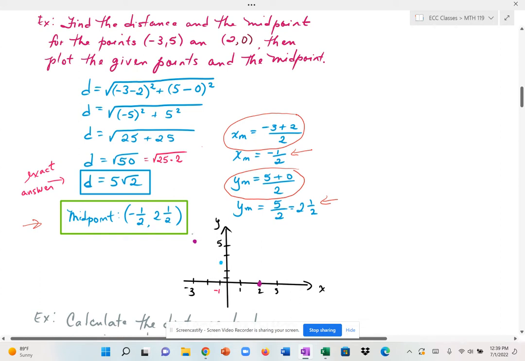So these are the two original points given in the problem. This is negative 3, 5, and this is 2, 0. And the midpoint, the middle between those 2 points, is the one that I just computed, this one right here, which is negative a half, 2.5. So you go halfway between 0 and negative 1 and then go up 2.5 units. So my picture might not be super accurate, but if you had a grid with lines, it comes out more precise.